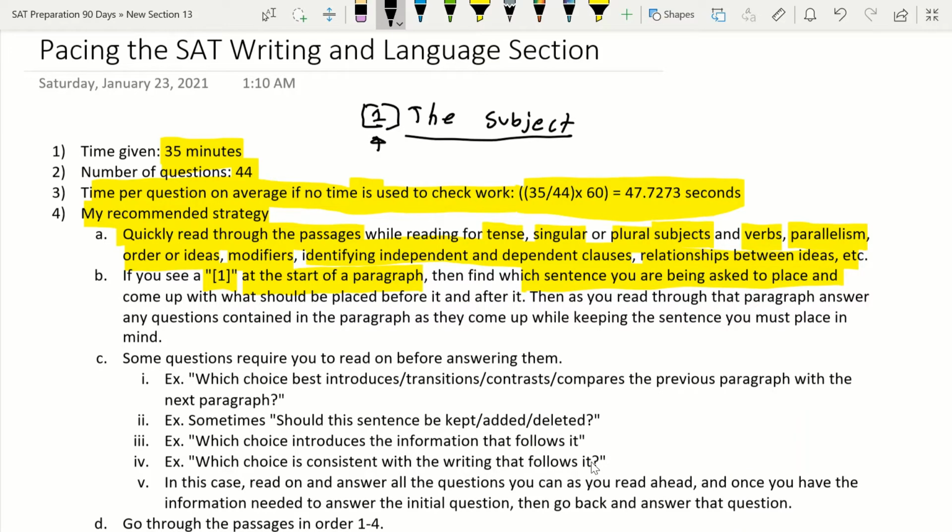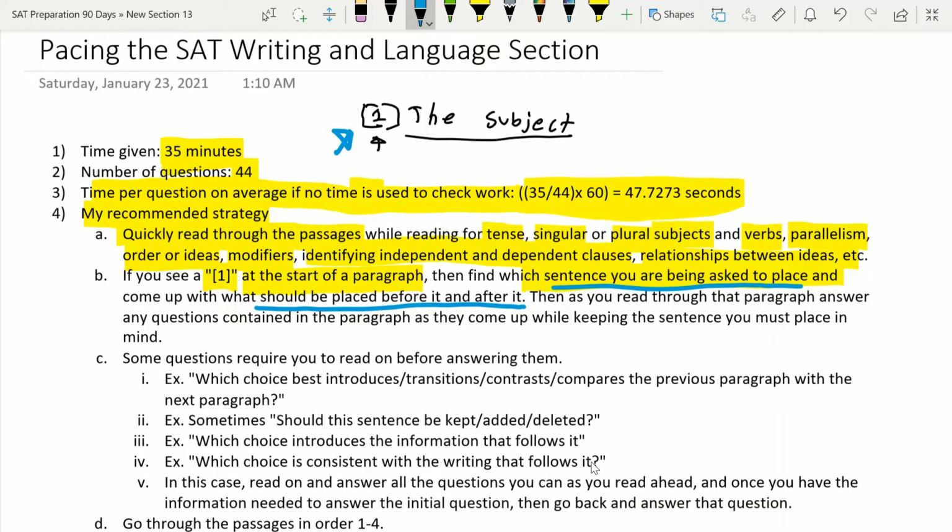That's telling you you're going to end up having to place some sort of sentence, or be asked if you're supposed to add some sentence somewhere. So what you're going to want to do is find the question that's asking you about a certain sentence, and whatever sentence it's asking you about, read that sentence first before reading that whole paragraph. I'm going to put this in blue because it's really important here. You're going to want to find the sentence you're being asked to place, and come up with what should be placed before it and after it. So let's say, for example, I was asked to place sentence 5. So I see that I have a 1 at the beginning of my paragraph.